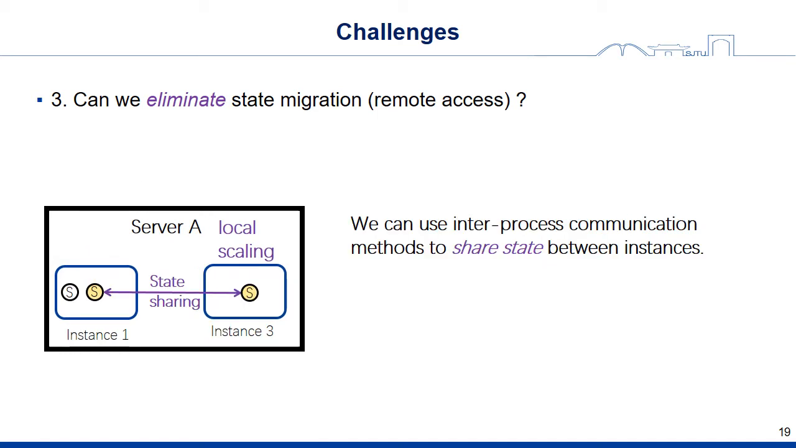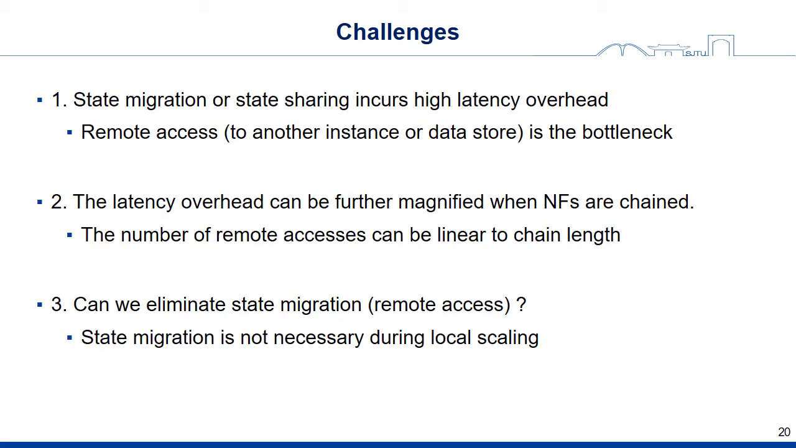Or can we actually avoid state migration by sharing state between the two instances? Using shared memory, in this way, the overhead of remote access is minimized. A quick review of the three challenges. First, the remote access is not quick enough, and chaining NFs further magnifies the latency overhead, and state migration during local scaling needs to be eliminated.